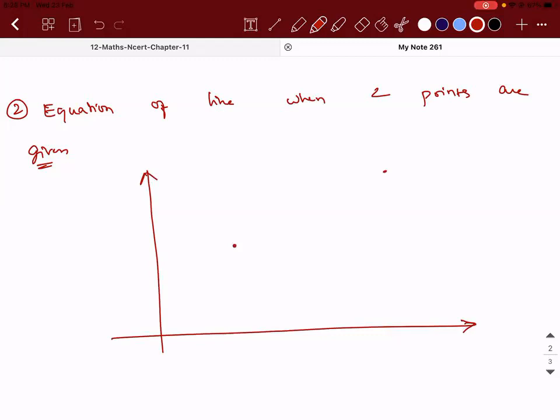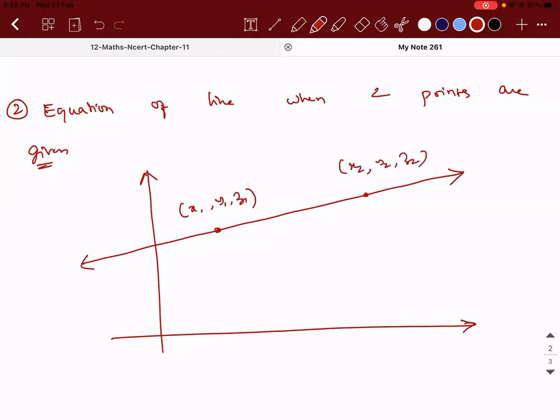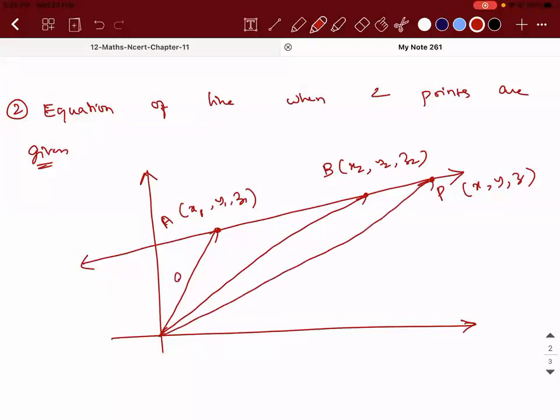So if I take this as x1, y1, z1, and if I take this as x2, y2, z2, 2 points are given to you and you're asked to write the equation of the line. Whenever you need to write any equation in this world, you need to take a general point P as x, y, z. If I call this point A, where x1, y1, and z1, and this point B, then this point is P, then this is A vector, this is B vector, and this is R vector.